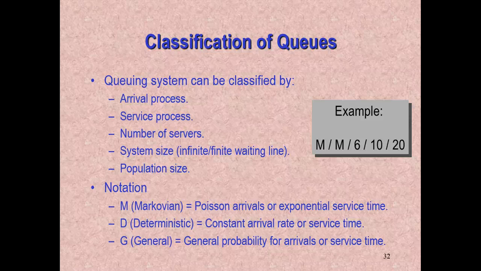The second thing is the service process, and once again, the service process can be Markovian, deterministic, or general. Exponential, remember exponential is the one that's probably the most common. It is also under the class of Markovian, so the second character is typically an M as well. The third thing we classify is the number of servers. And they say K number of servers, K is the variable that is typically used for servers.